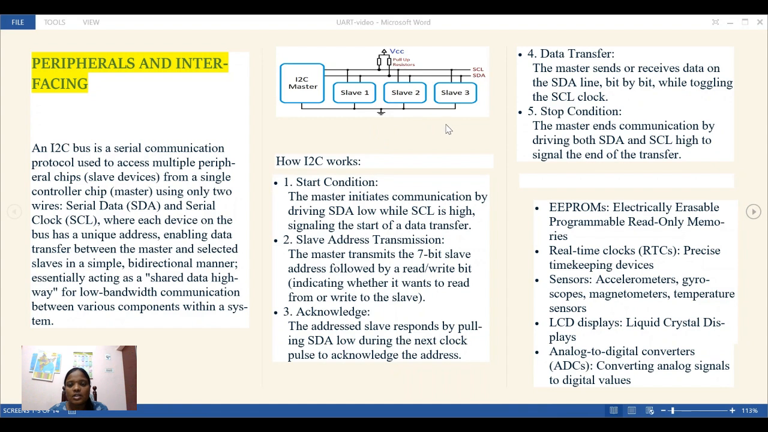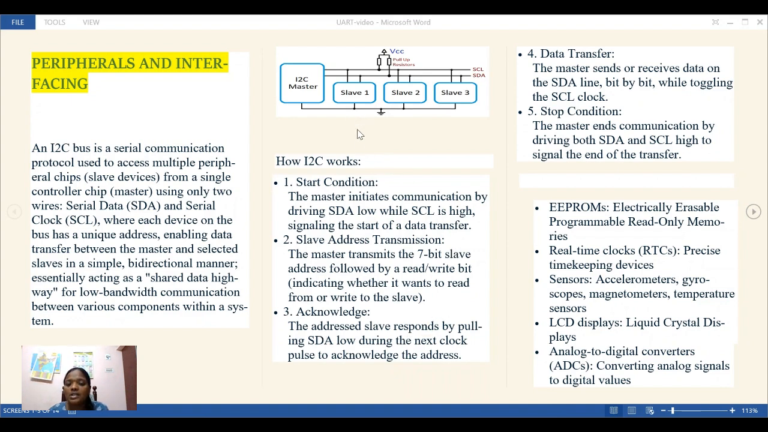There are three slaves here, right? So first we should know which slave the data is going to be transferred to. So the slave address is selected: the master transmits the 7-bit slave address followed by a read or write bit. And the next one is acknowledgement. If you are sending any data, then we will get an acknowledgement. The addressed slave responds by pulling SDA low during the next clock pulse to acknowledge the address.